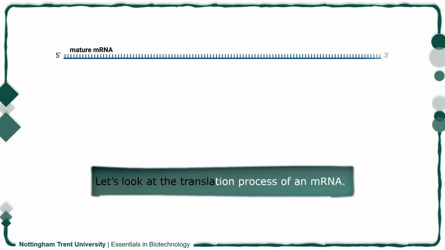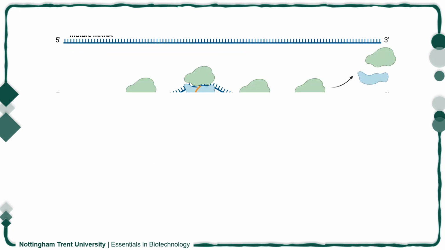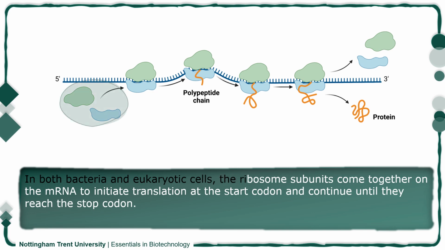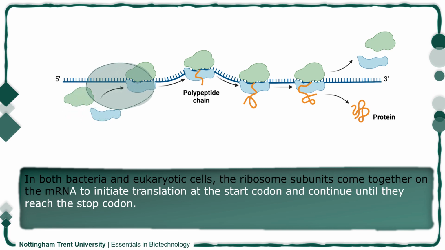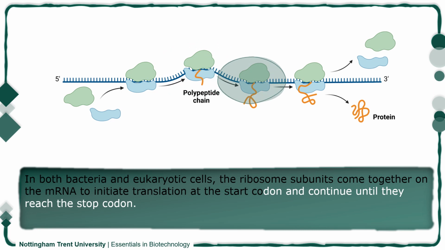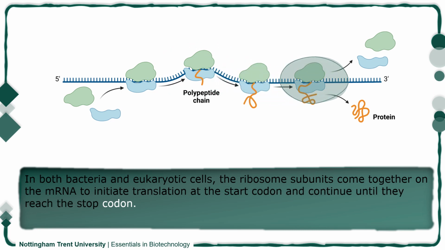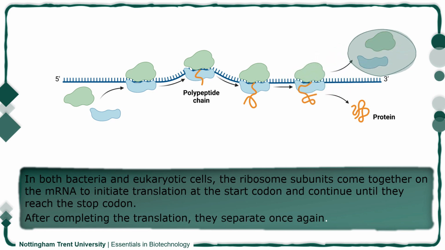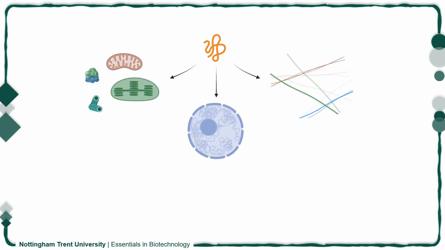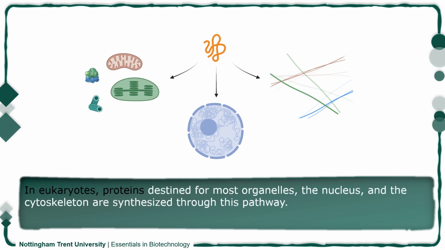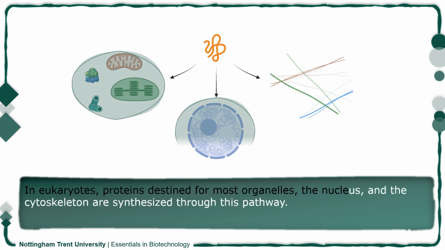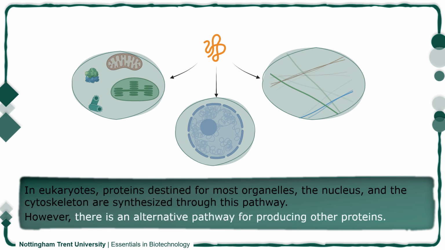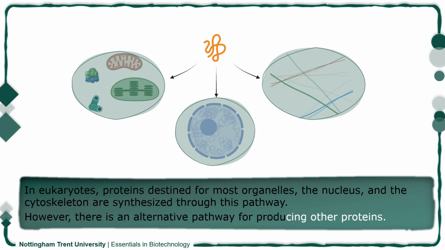Let's look at the translation process of an mRNA. In both bacteria and eukaryotic cells, the ribosome subunits come together on the mRNA to initiate translation at the start codon and continue until they reach the stop codon. After completing the translation, they separate once again. In eukaryotes, proteins destined for most organelles, the nucleus, and the cytoskeleton are synthesized through this pathway. However, there is an alternative pathway for producing other proteins.